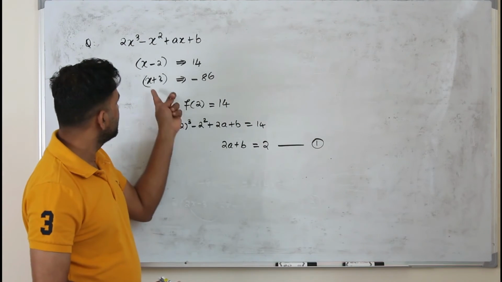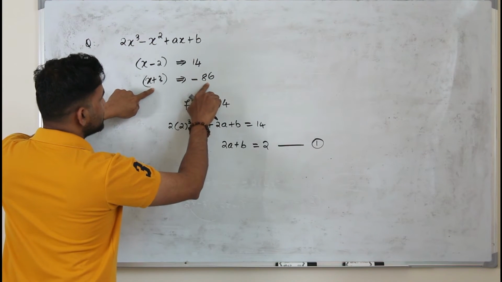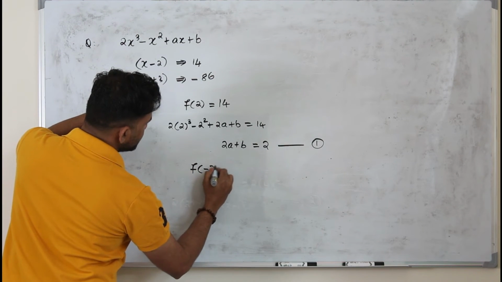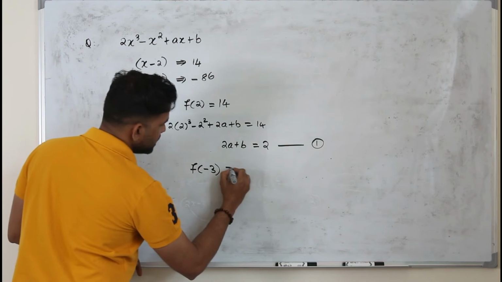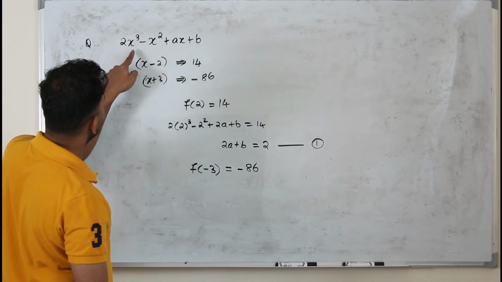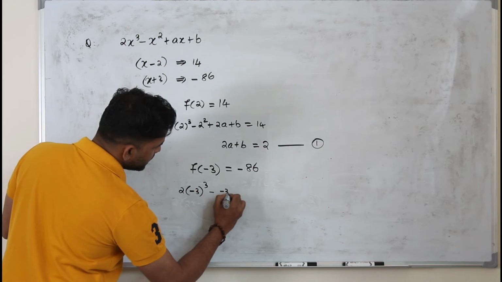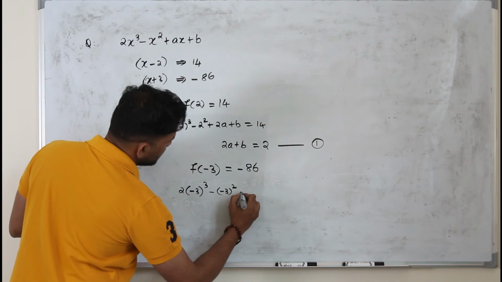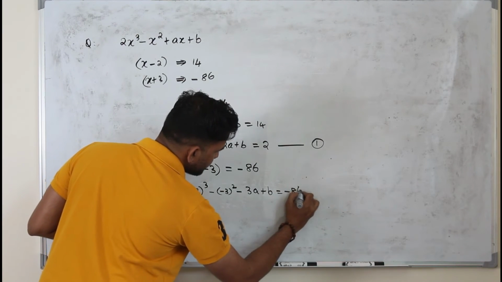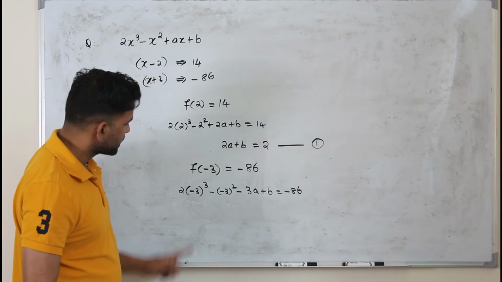Now do the same thing for the second one also. When the function is divided by x plus 3, the remainder is minus 86. So replace x by minus 3. If it is plus 3, replace by minus 3. And the remainder is given already. So when you replace x by minus 3 here, 2 times minus 3 whole cubed minus minus 3 whole squared minus 3a plus b is minus 86. So frame another equation in terms of a and b and solve the simultaneous equations.